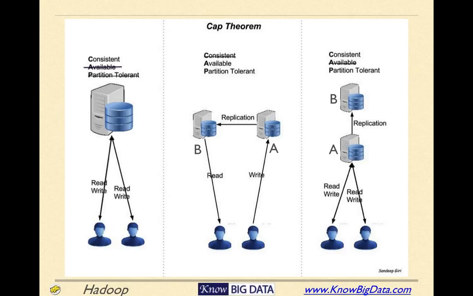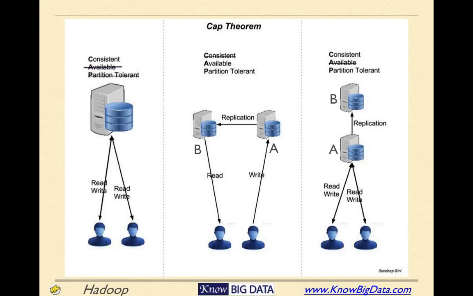Now imagine that there are two machines, A and B. All the users who have to write the data or save some data go to A, while the users who want to read the data go to B. And this data flows from A to B. So that is the second model. In this second model, we are able to provide availability.